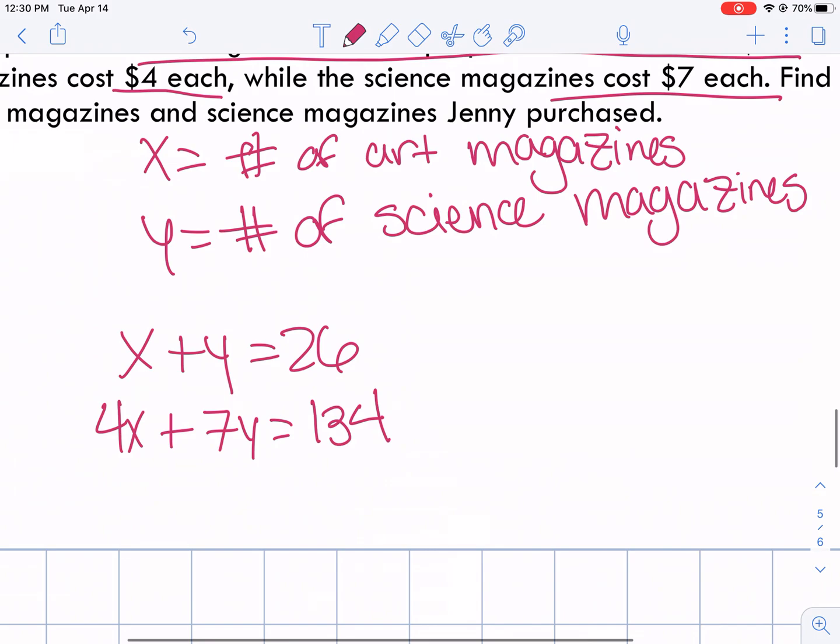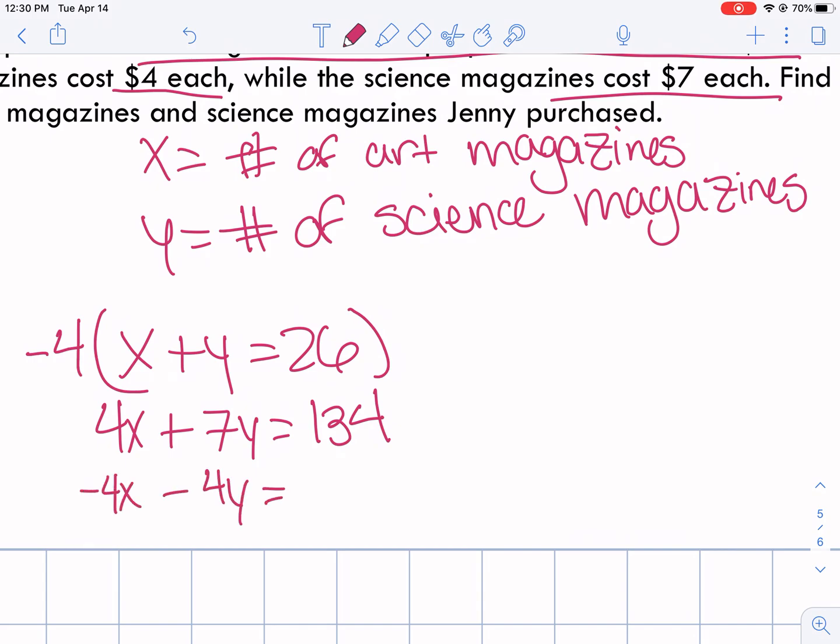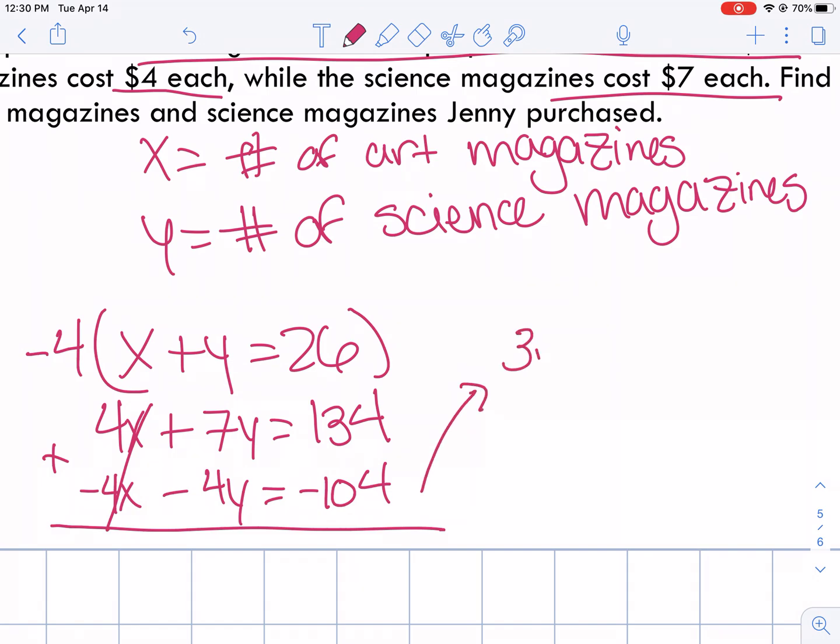So we could do substitution or elimination. I'm going to do elimination on here. Let's match our x's. I'm going to multiply by -4. So -4x minus 4y equals 26 times 4, -104. So when I add those together, we get 3y, because 7 plus -4y, and 134 plus -104 is 30. Divide by 3, y equals 10.